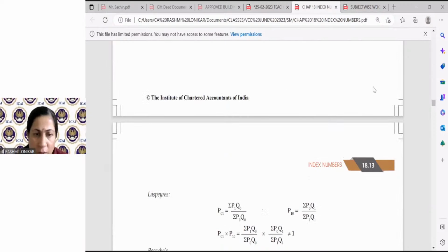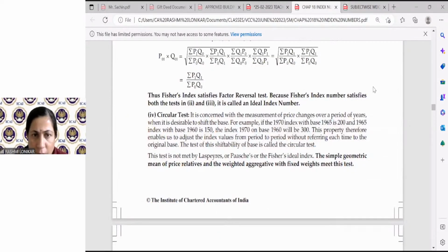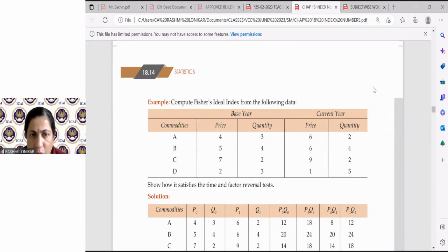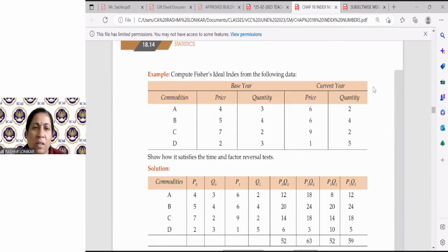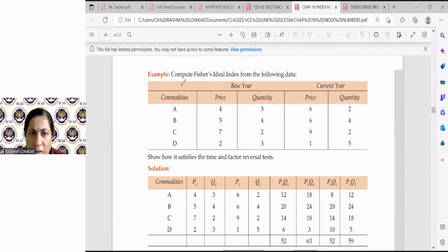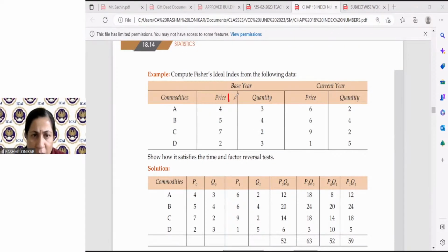Okay, test of adequacy we have done. These are also very easy. If numbers are also given, then also we will be able to calculate. So we have P, this is P0, this is Q0, this is P1. Base year means this is P0, this is Q0, this is Pn, this is Qn. Just make the table P0 Q0, Pn Qn, P0 Qn, and Pn Q0.